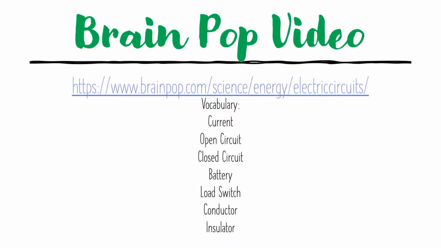So we're going to watch this quick Brain Pop video. And I want you to pay attention to these different vocabulary words: current, open circuit, closed circuit, battery, load, switch, conductor, and insulator. Remember, guys, this is a review. Some of you may have already seen this video, but this is just a refresher to remind you of how electricity flows in an open or a closed circuit.